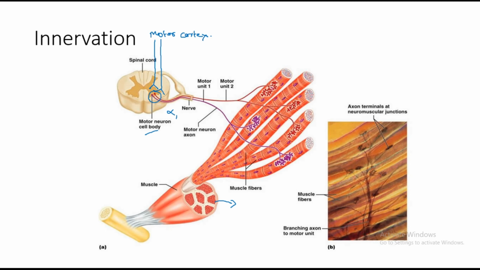These myofibrils are single fibrils of the skeletal muscle having a connection with the motor neurons. We have one motor neuron, then neuron 2. This is called a motor unit. A motor unit means one single motor neuron supplies a number of muscle fibers. So this is called one motor unit.